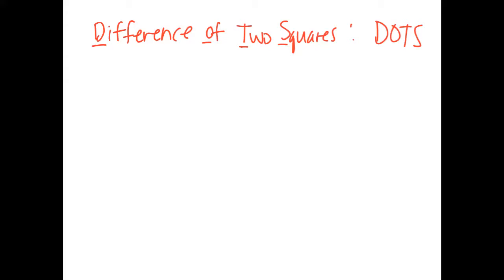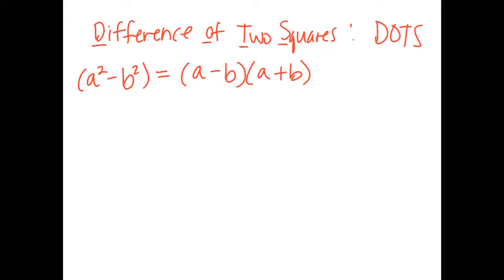Okay? So the difference of two squares is like when you have an a squared minus b squared. You are subtracting two perfect squares. You will end up factoring them into an a minus b times an a plus b. Okay? That's not a rule, but basically that's how it works. A difference of two squares, if you are subtracting two perfect squares, you can factor them into an a minus b and an a plus b, okay?